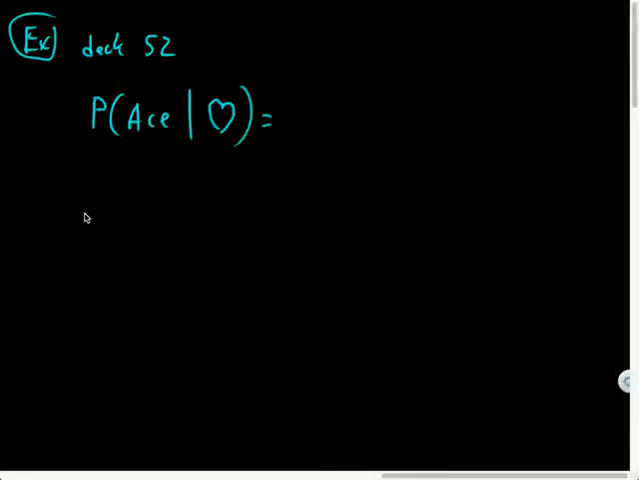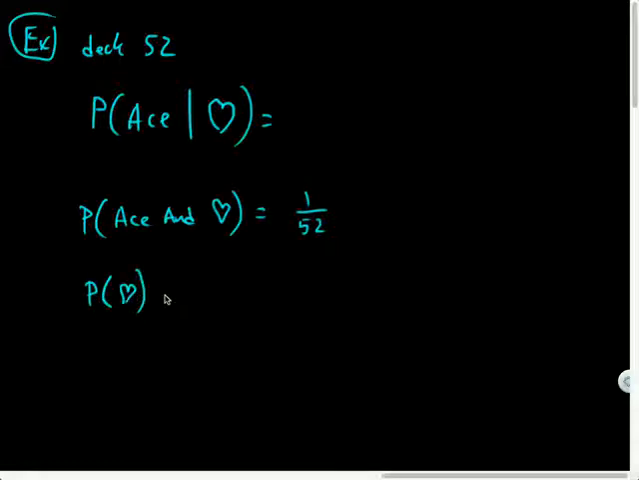So, first thing I need to do is find what's the probability of ace and heart. So how many cards are both aces and hearts? 1 out of 52, right? There's only one ace of hearts. And then I need to find out what's the probability of just getting a heart. 13 out of 52.